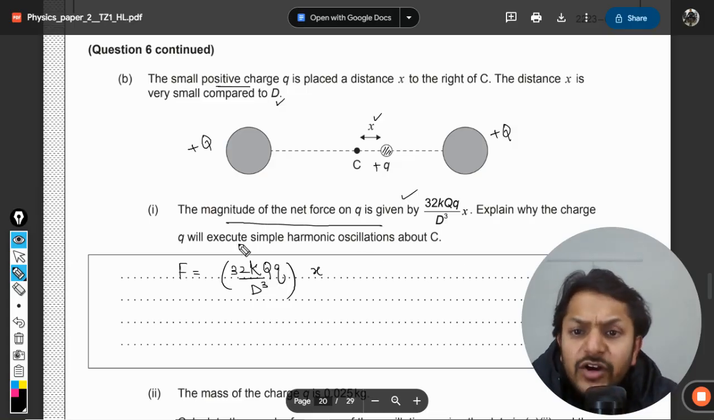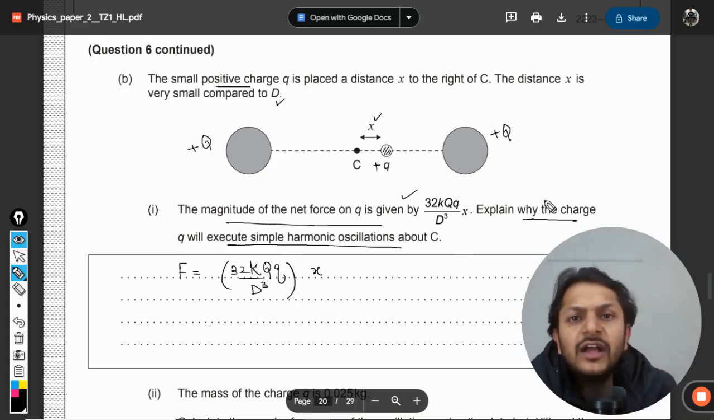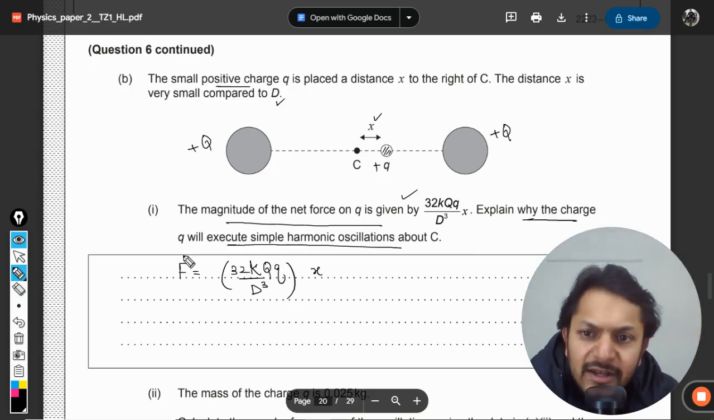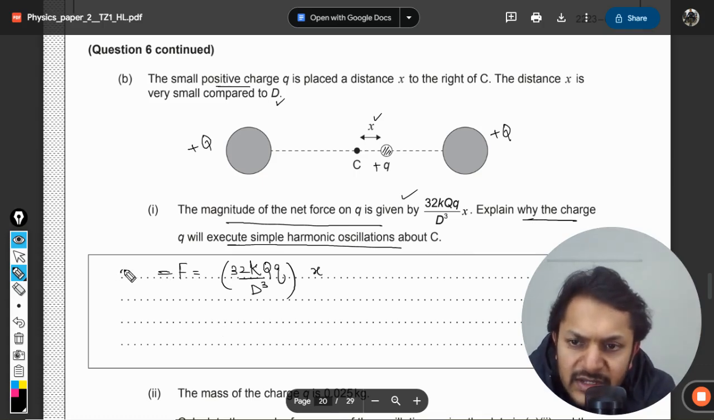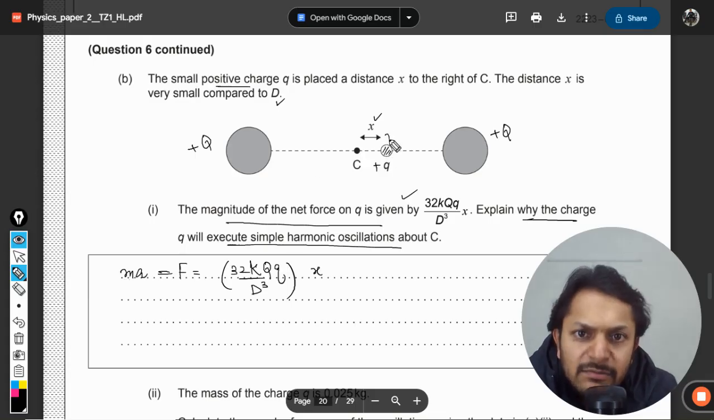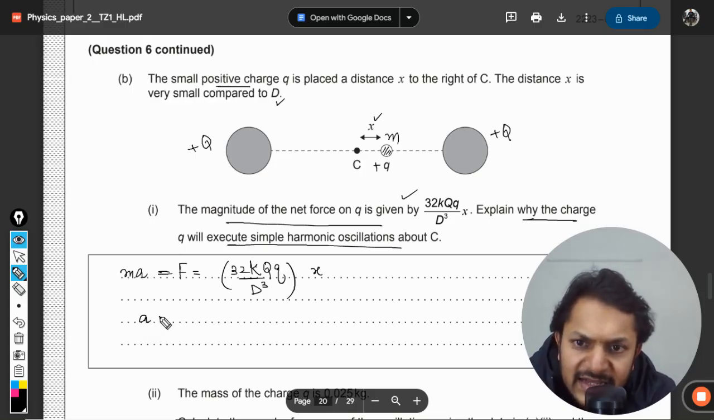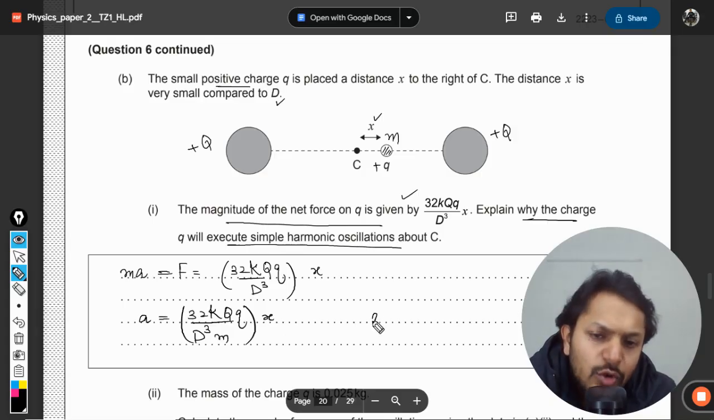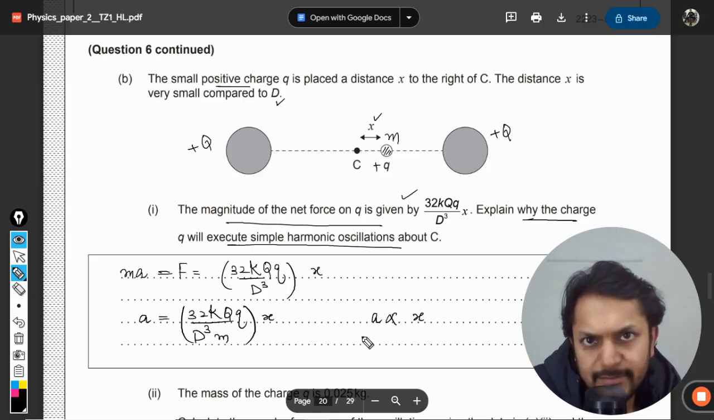So whenever you get a question like this, like why it is going to be a simple harmonic motion, the answer is again always the same. What is that? This F has to be replaced with F is equal to m into a. So the mass of the charge, let us say this mass is m. So this mass goes to the other side. So we can say acceleration is equal to the expression times x. So acceleration is directly proportional to x.